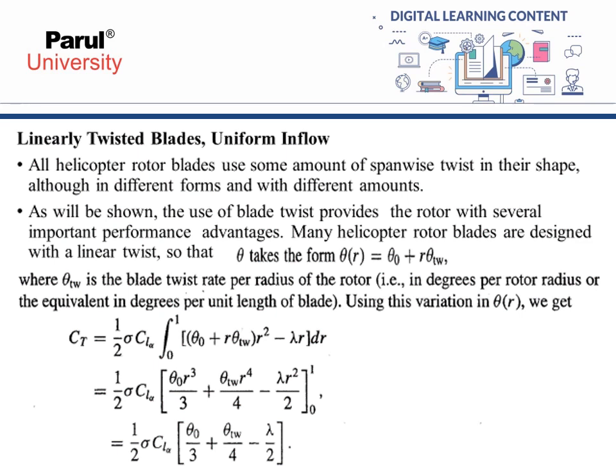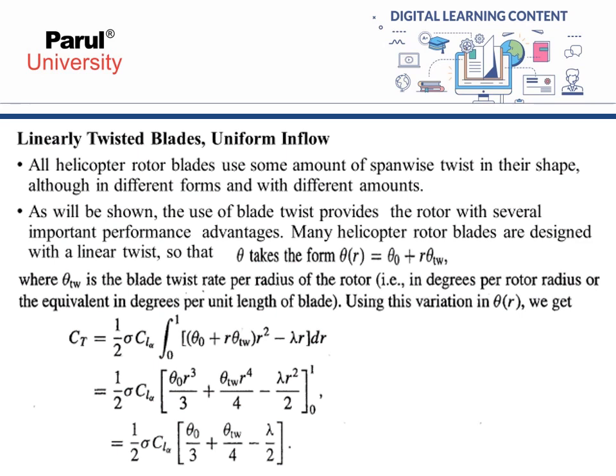The linearly twisted blades, uniform inflow. All helicopter rotor blades use some amount of span-wise twist in their shape, although in different forms and with different amounts. As will be shown, the use of blade twist provides the rotor with several important performance advantages. Many helicopter rotor blades are designed with a linear twist so that theta takes the form theta = theta naught + r theta tw, where theta tw is the blade twist rate per radius of the rotor, that is, degrees per rotor radius or the equivalent in degrees per unit length of the blade.